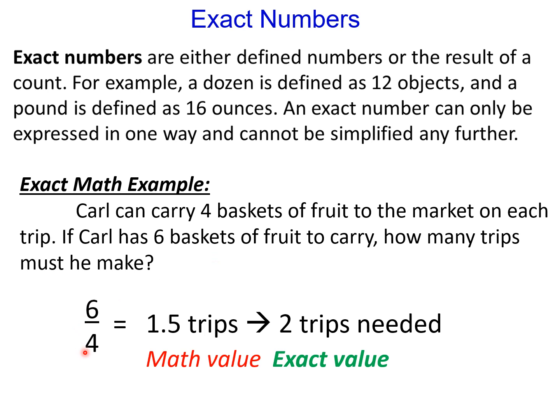Well, simple math tells me this is 6 divided by 4 equals 1.5 trips. That's the math value. However, at 1.5 trips, you can't make a half trip and get your fruit to market. Therefore, you round up to 2 trips. So, when doing exact count math, remember to round up, not down, so you can complete the process.